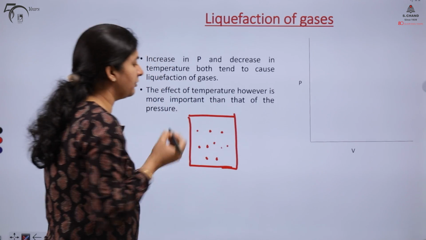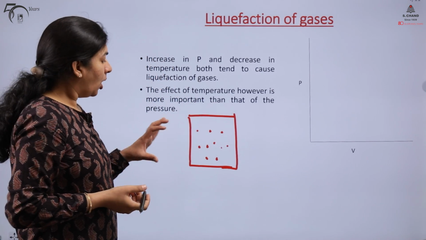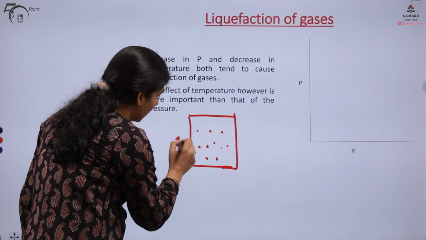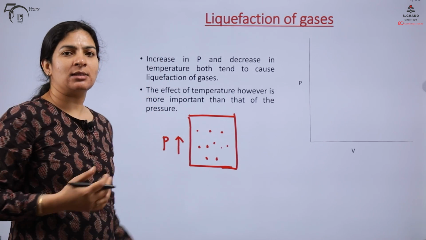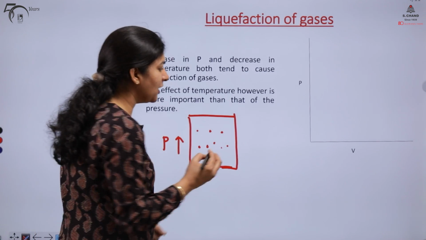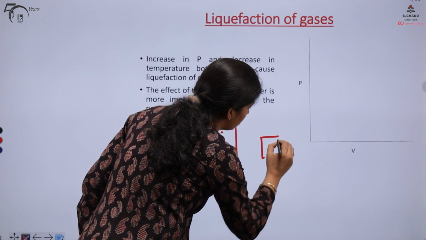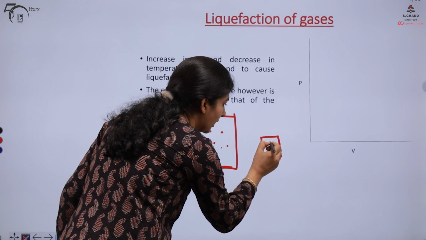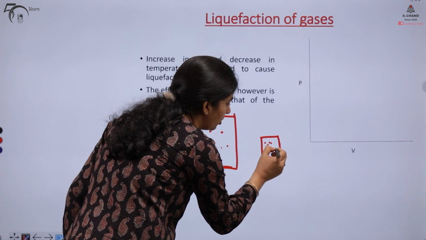Consider a sample of gas. On increasing the pressure, what would happen? If you increase the pressure, the gases compress, the gases would squeeze. So obviously they would compress to a smaller volume, right? And the gaseous molecules will come close to each other.